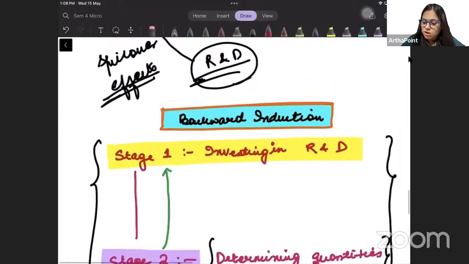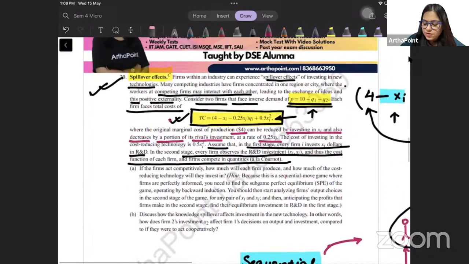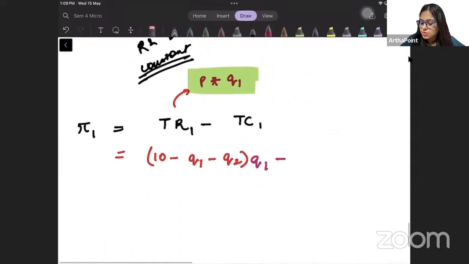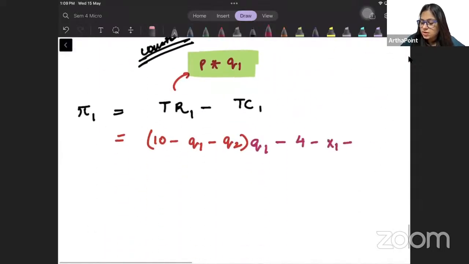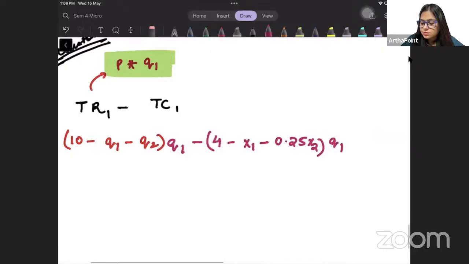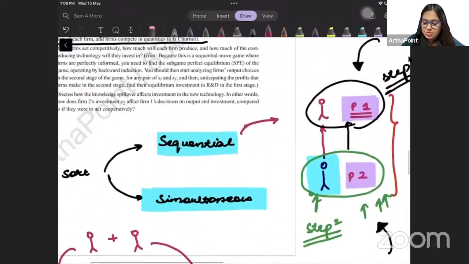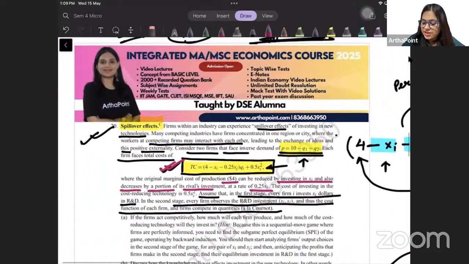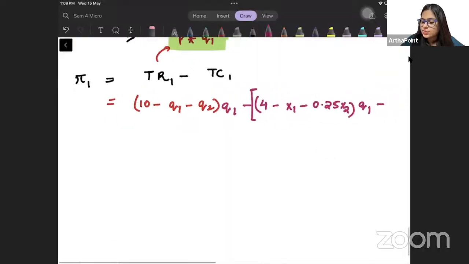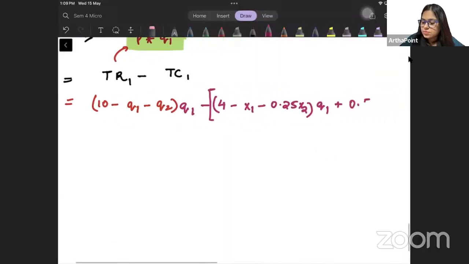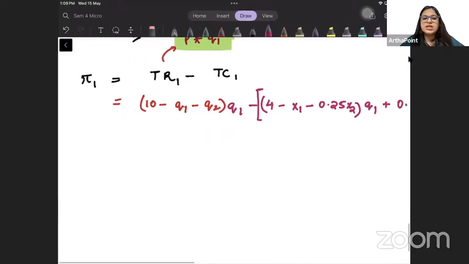Minus total cost. And what is the total cost of firm 1, beta? The total cost of firm 1 is this: 4 minus Xi, we will make it X1 because it is firm 1, minus 0.25 X2. Let me write this down. Minus (4 minus X1 minus 0.25 X2) into Q1, right? I'm just writing the cost function. And what else is in the cost function? If you realize, in the cost function I have plus 0.5 Xi square, so plus 0.5 X1 square. This is the complete cost function.